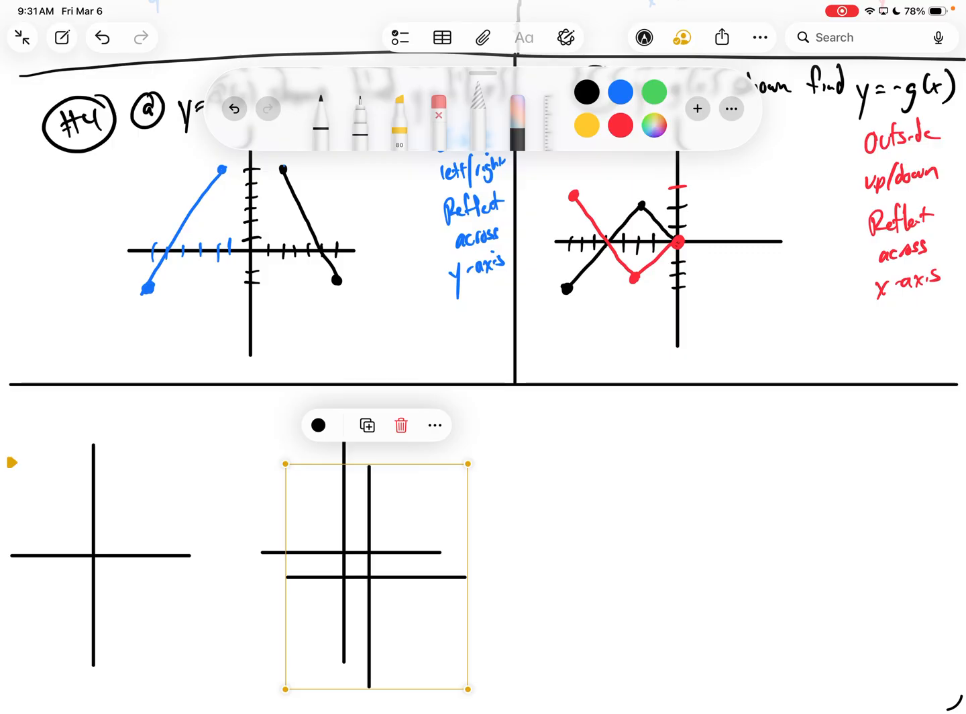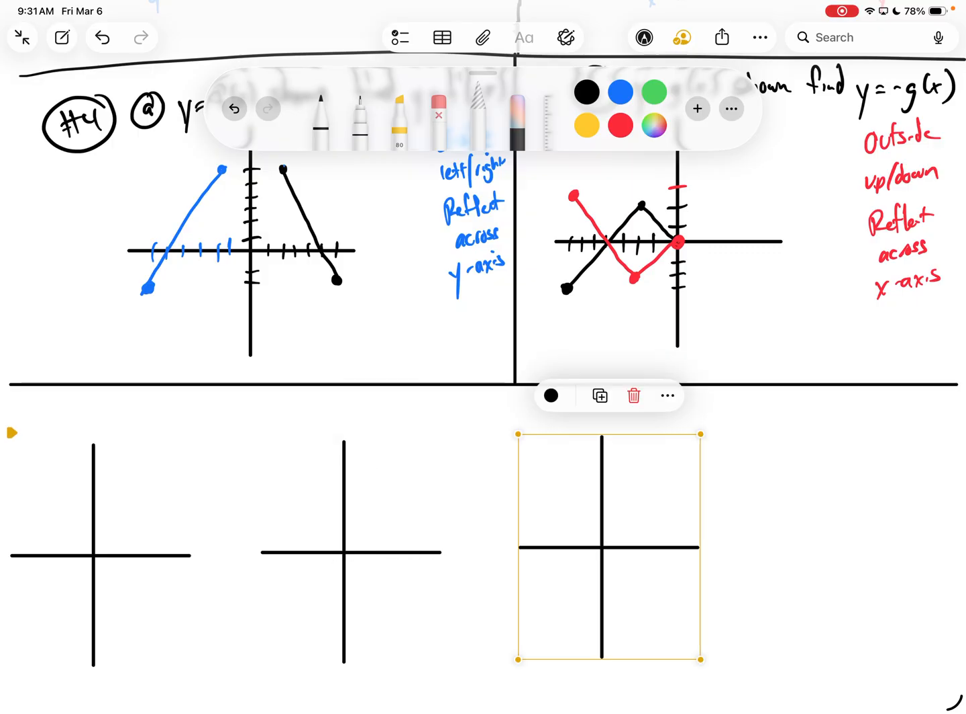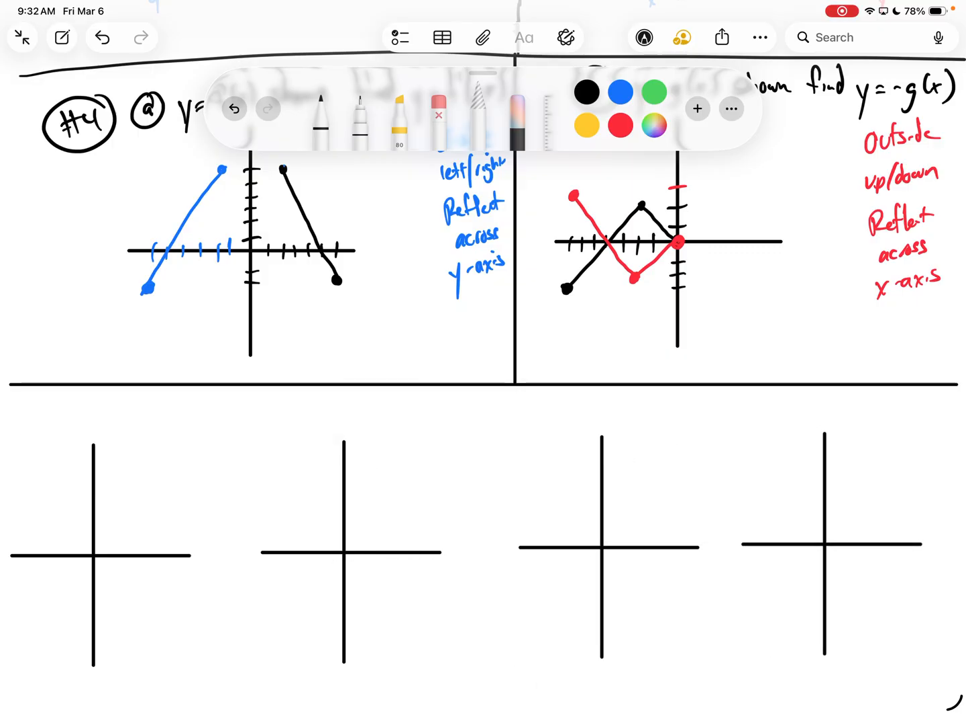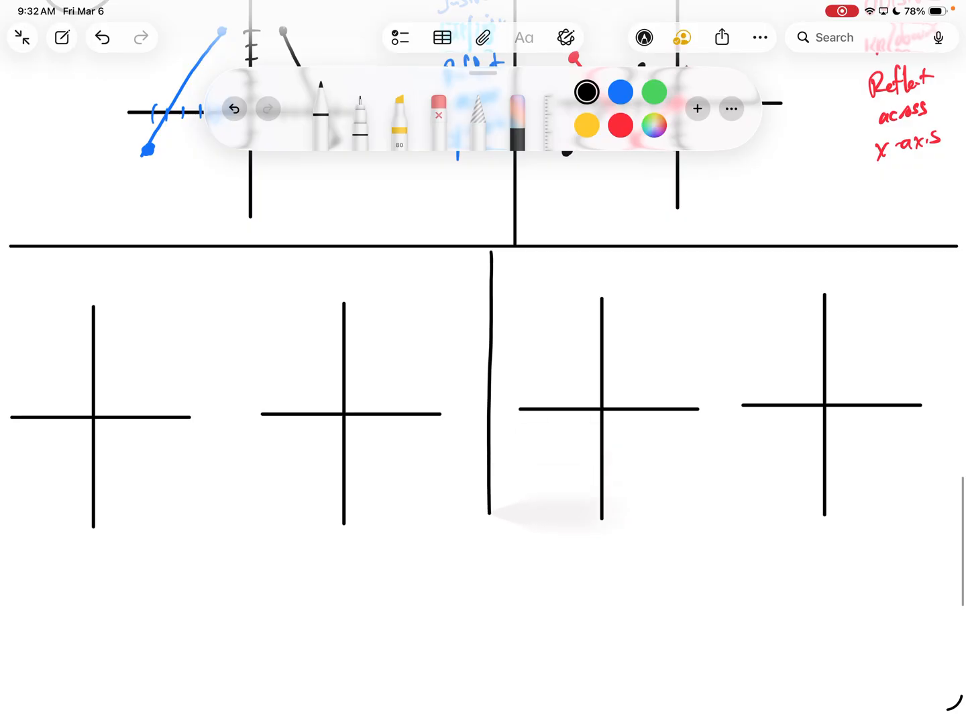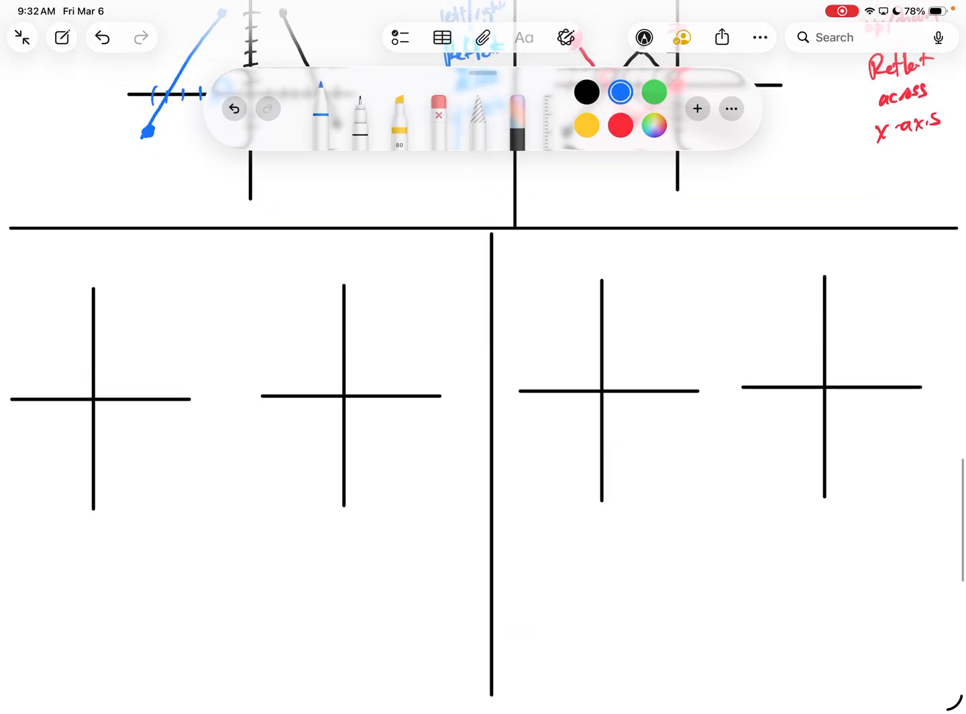All right, so we've done adding and subtracting and dealing with negatives. So now we got to do multiplying. And this one is the least fun. I'm going to call this vertical stretch or shrink. Okay, so we're still dealing with the outside.